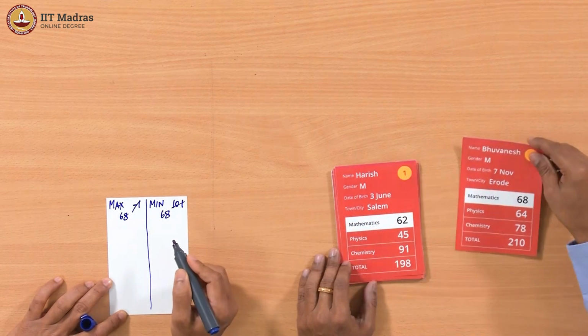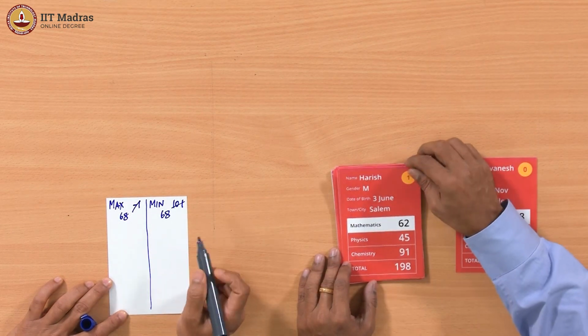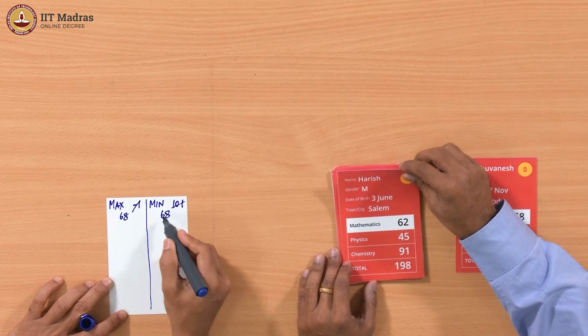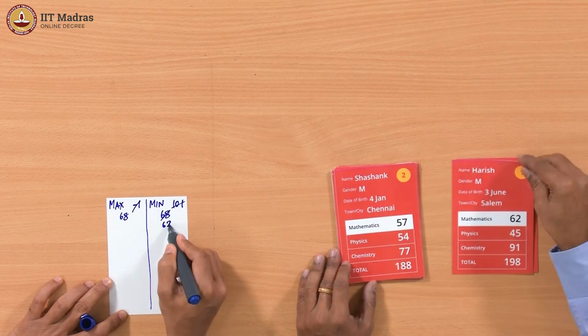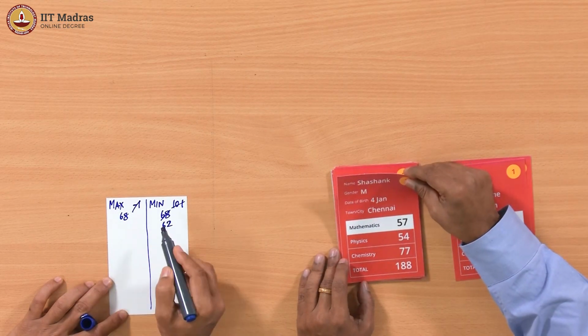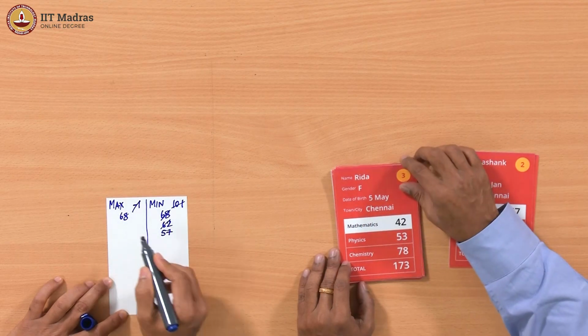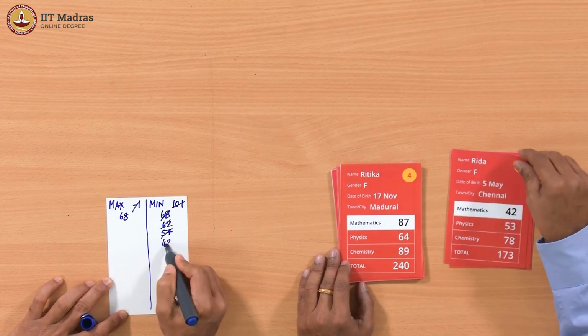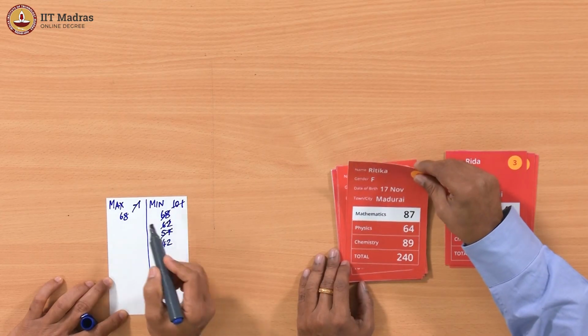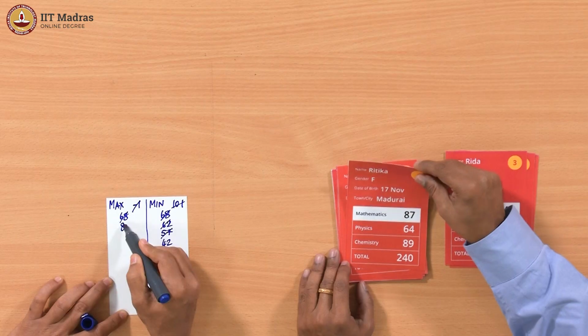Okay, so the next one is 62. 62 doesn't change the max, but it changes the min. So now the min becomes 62. 57. Again, 57 doesn't change the max but changes the min. 42. 42 again doesn't change the max but changes the min. All right. 87. 87 is bigger than the max, so it changes the max but doesn't change the min.